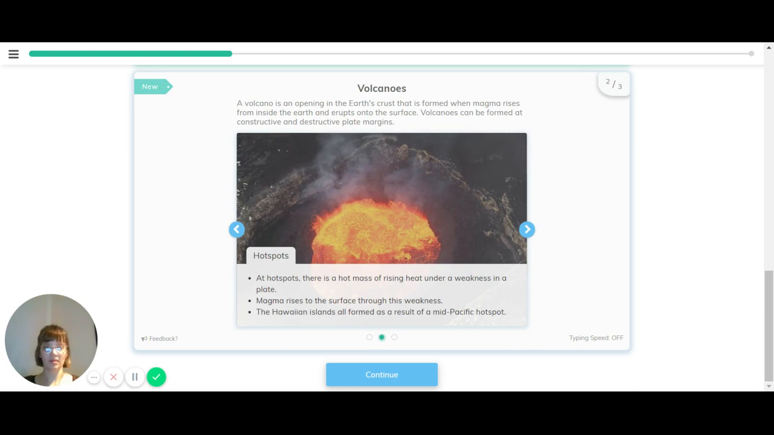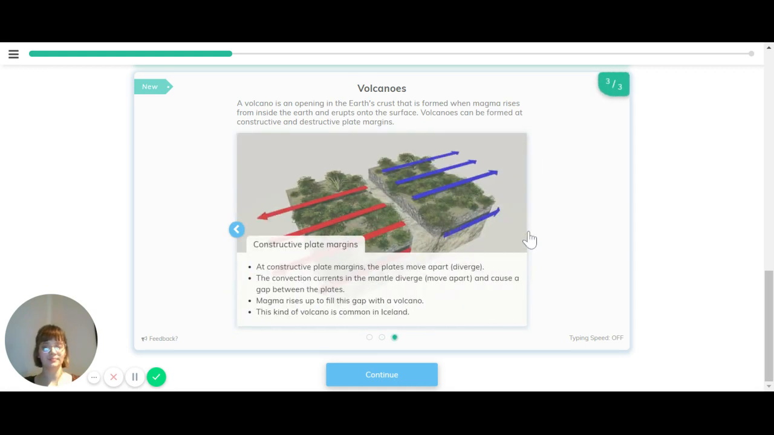So, a hotspot is another way a volcano can form, and this is not at a plate margin. Instead, this is a hot mass of rising heat under a weakness in the plate, and magma rises to the surface through this weakness. An example of volcanoes that formed as part of hotspots are the volcanoes in Hawaii, which all formed as a result of a mid-Pacific hotspot.